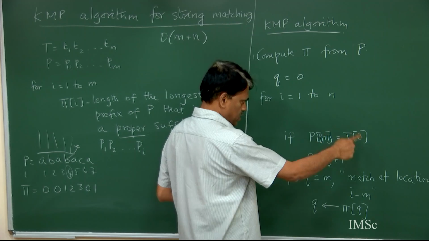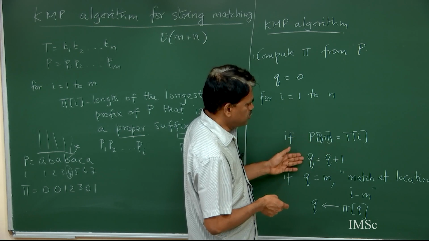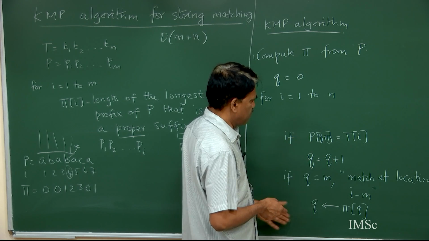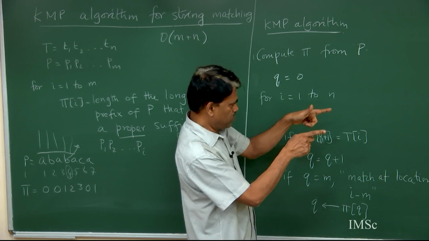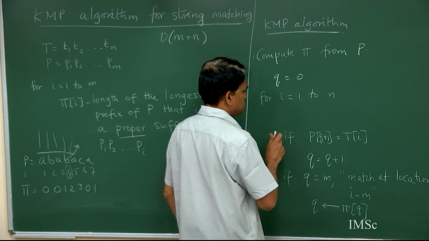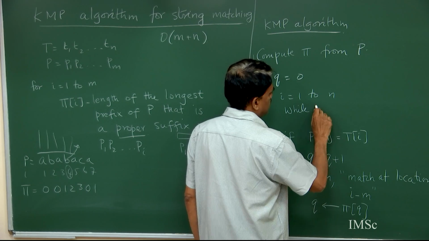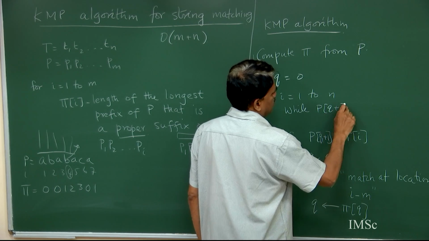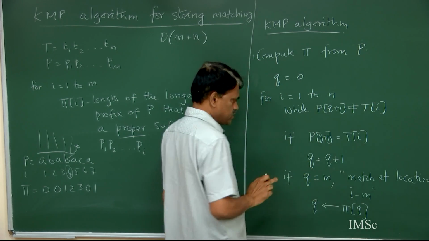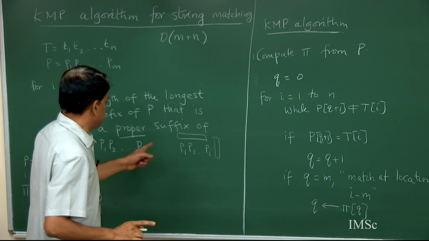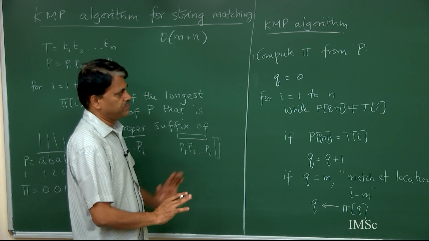So, I keep checking my pattern with the text. Whenever there is a match, Q improves and I go to the for loop and i also improves. I am just checking one by one. But when there is a mismatch, that is, while Q plus 1 is not equal to Ti, the next character of the text does not match with the next character of the pattern, it is this kind of a situation. Then I use pi to do some shifting.